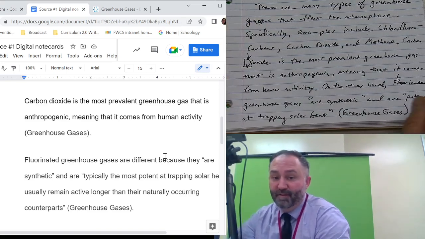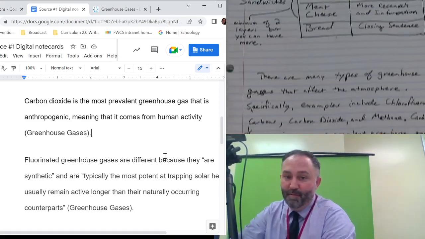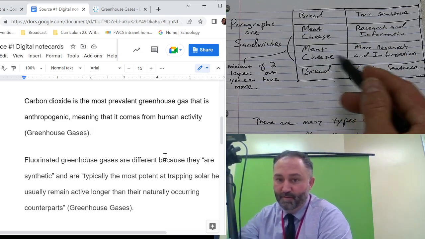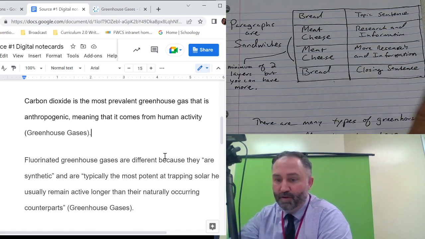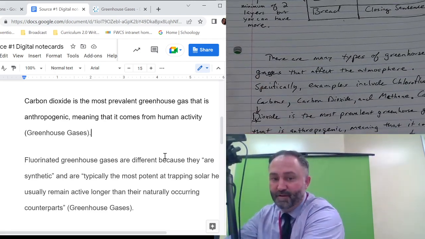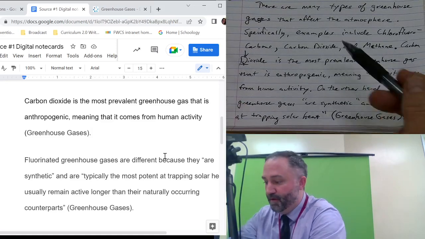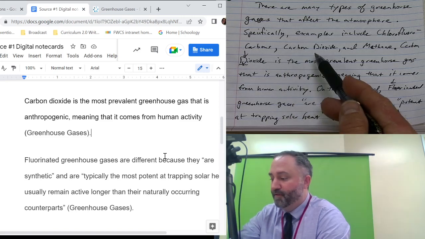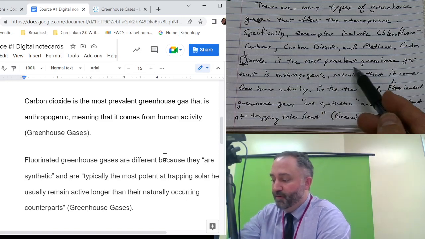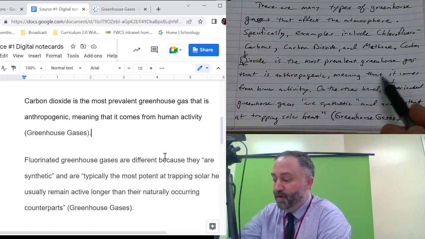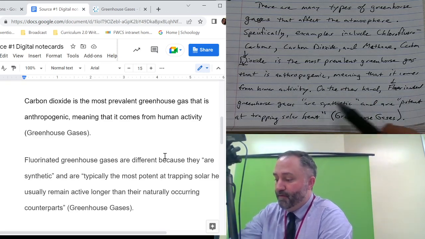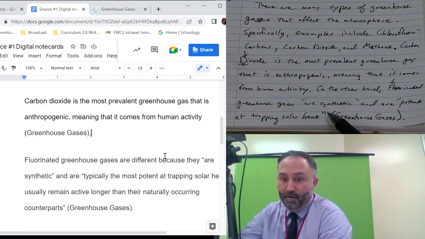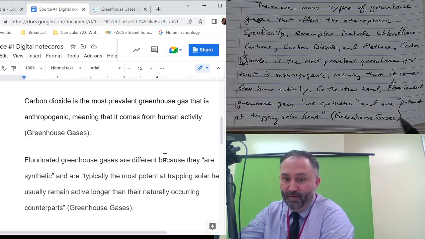Now, what I need to do next is come up with my last piece of bread. Remember how we talked about it: we got bread, topic sentence, meat and cheese, research information, meat and cheese, research. We actually put three layers. We have to put the closing sentence here. So I'm going to flip to the next page. So I've done: there are many types of greenhouse gases that affect the atmosphere. Specifically, examples include chlorofluorocarbons, carbon dioxide, and methane. Carbon dioxide is the most prevalent greenhouse gas that is anthropogenic, meaning that it comes from human activity. On the other hand, fluorinated greenhouse gases are synthetic and are potent at trapping solar heat. Close the quote, then we do the parentheses, period.